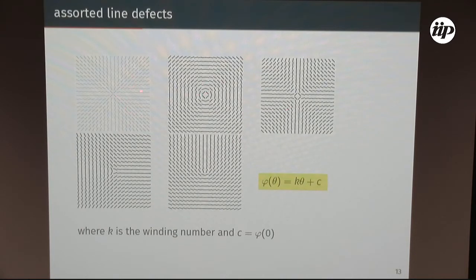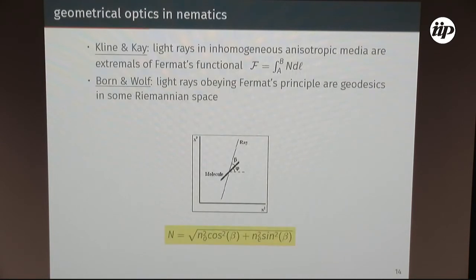The winding number is easy to find just by looking at the picture. If you go around the defect, you follow the orientation of the molecules, and as you turn around by 2 pi, the molecule turns also by 2 pi. In this case, it goes in the reverse direction. So if you go counterclockwise, the orientation field goes clockwise, and that's why it's -1. And for the same reason, this is minus half and 1/2.